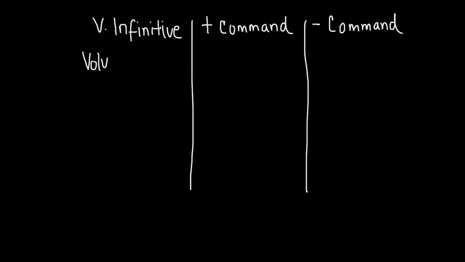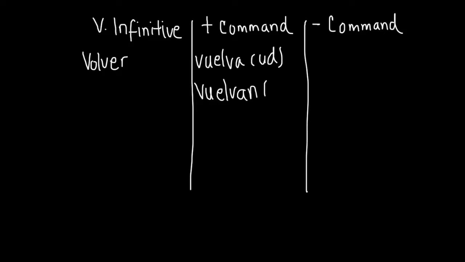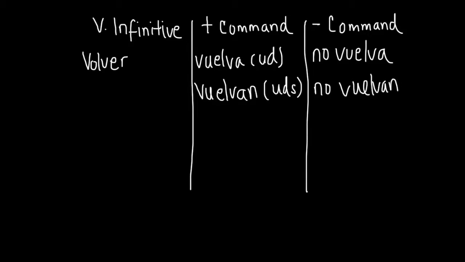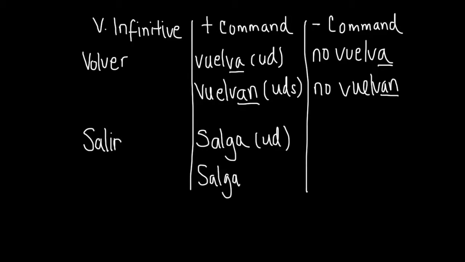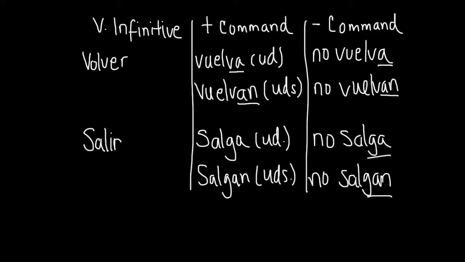So now let's take a look at verbs that end in ER. For example, volver, it would be vuelva in the form of usted, and vuelvan, ustedes. No vuelva, no vuelvan. So the present subjunctive of ER verbs ends in A. Salir, salga. Ustedes salgan. Negative command, no salga, no salgan, and also ends in A.